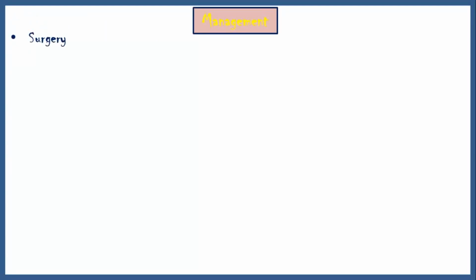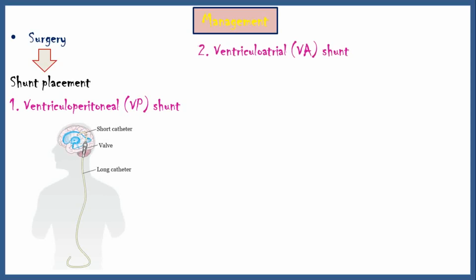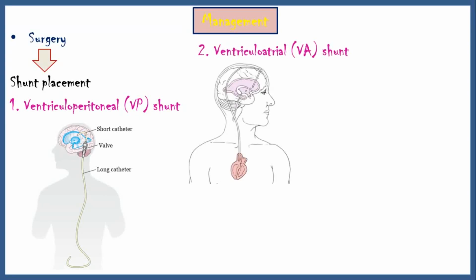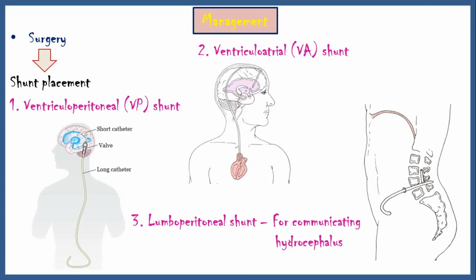Surgical treatment is the preferred therapeutic option in hydrocephalus. Most patients eventually undergo shunt placements, such as the following. Ventriculoperitoneal shunt is used to drain excess CSF from the ventricles into the peritoneal cavity. Ventriculoatrial shunt is used to drain excess CSF from the ventricles into the right atrium. Lumboperitoneal shunt is used for communicating hydrocephalus. In this method, CSF in the lumbar subarachnoid space is drained into the peritoneal cavity.